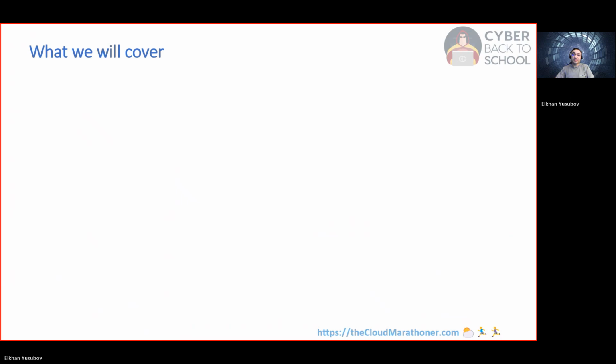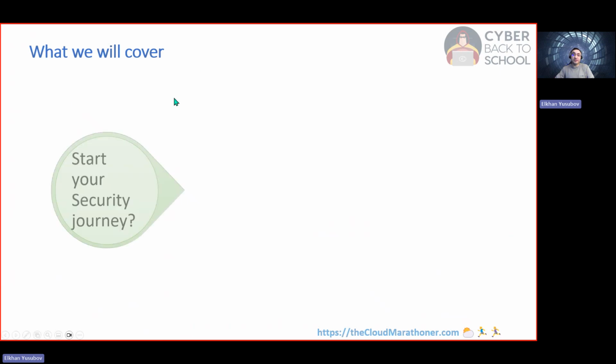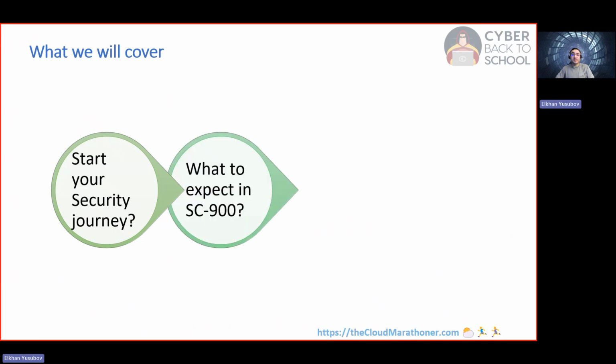Let's dive into what we are going to cover in this session and what you will learn. First, we'll start with your security journey, where you can start, what are the options. We'll consider all the Microsoft security certifications which are currently available and what's the good place to start. Next, we will continue with what to expect on that CS900 exam, which covers security, compliance, and identity related information, but it is also a holistic introduction to cybersecurity within Microsoft ecosystem.